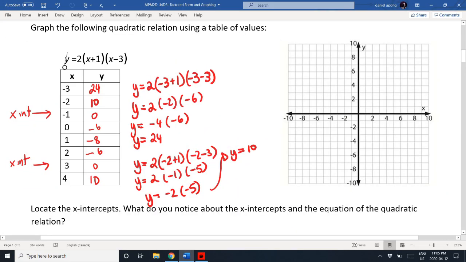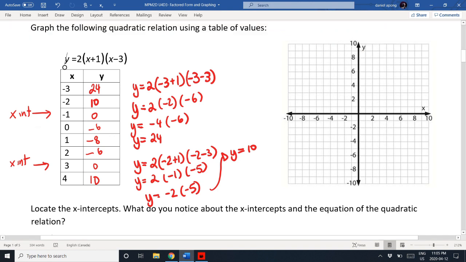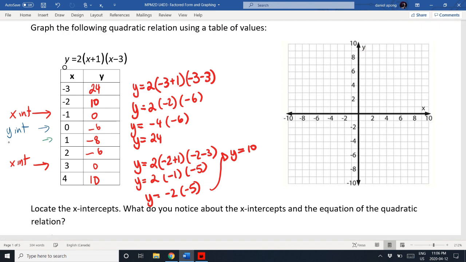Can you see our y-intercept, where x is equal to 0? That's right over here. So when x is equal to 0, y is equal to -6. And what is our lowest point on this graph? Our vertex. That's right over here. We can see the numbers start going up around that area. So that's our lowest point on this particular parabola.